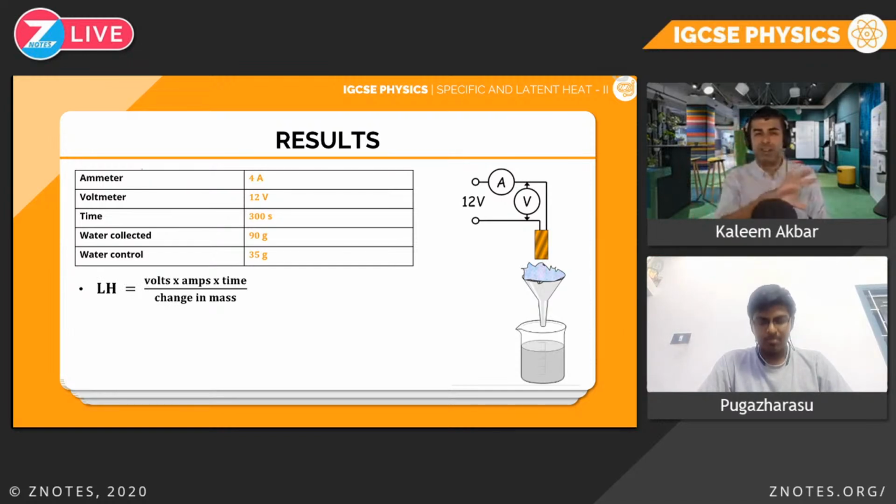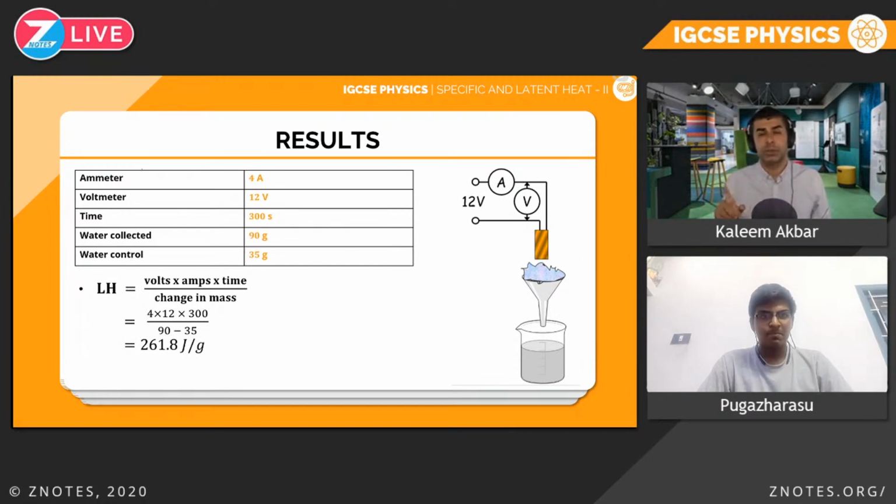Can I try to break this down for you to make it simpler? Energy is voltage times current times time, and then divided by the change in mass, which is 4 amps times 12 volts times 300 seconds divided by (90 minus 35). Apologies, there should be brackets around the 90 minus 35 and at the top, being lazy, but you get the idea, and you get 261.8 joules per gram.